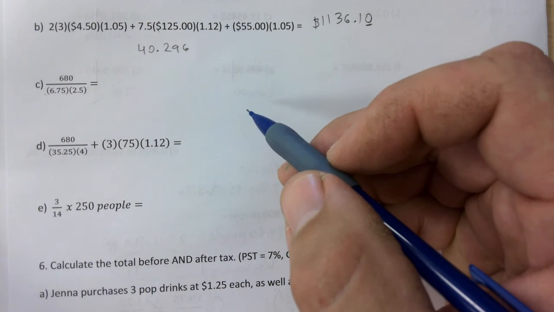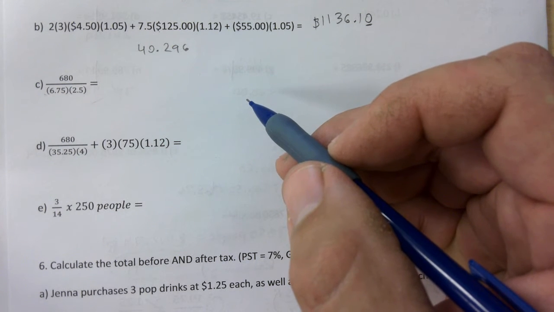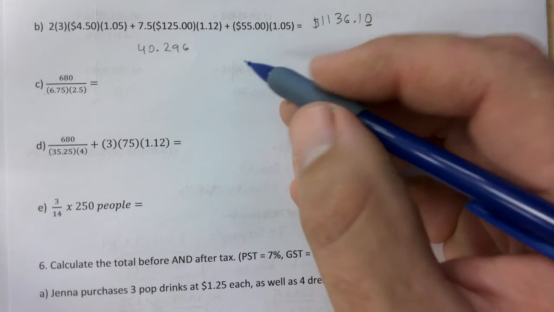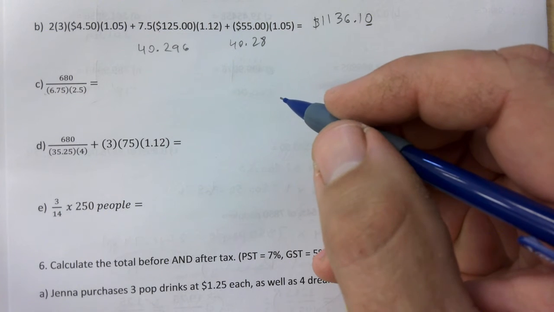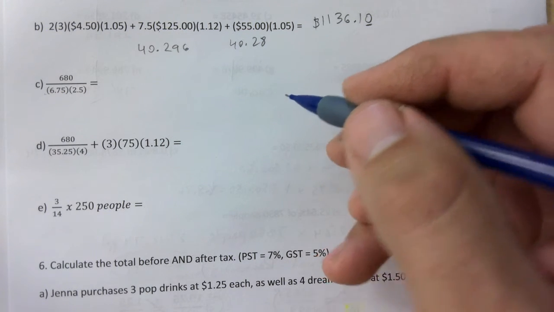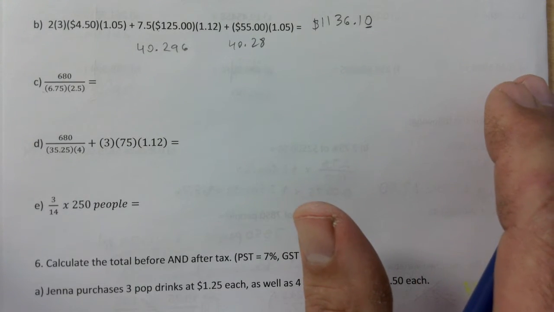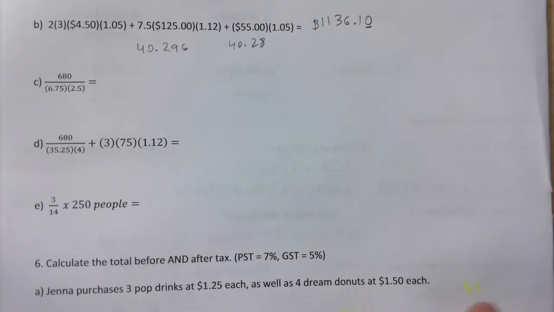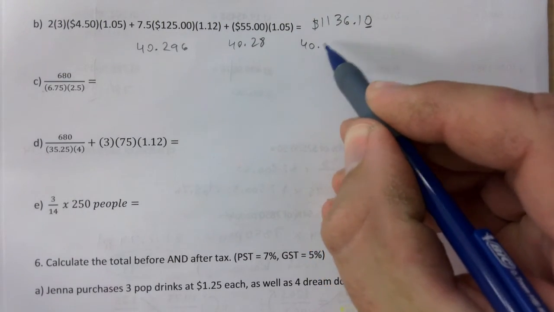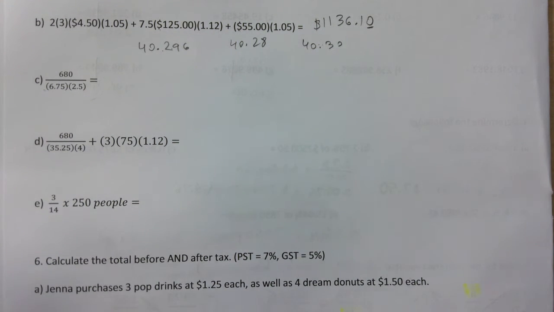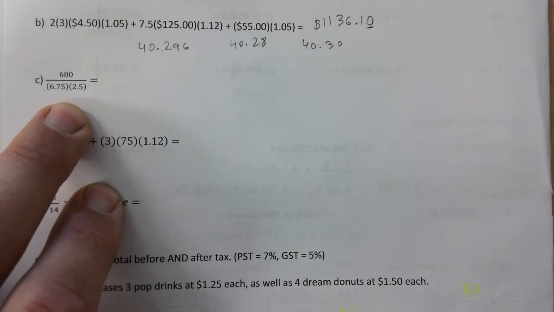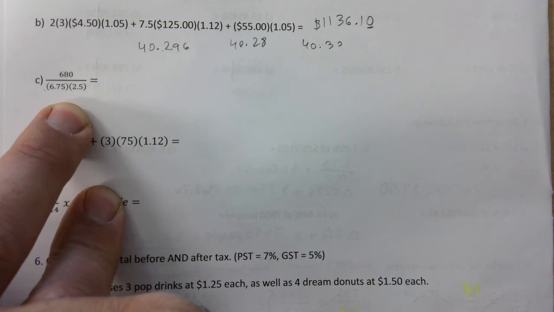40.296. 40.28. Anybody else? Cash? Sorry, can you say that louder? 40.30 rounded. Okay, you rounded it. So these would be the same basically. Just one is rounded to 3, one is rounded to 2. Nobody else got something different? Okay. I know in a class this size, there's a few or maybe quite a few that got something else.